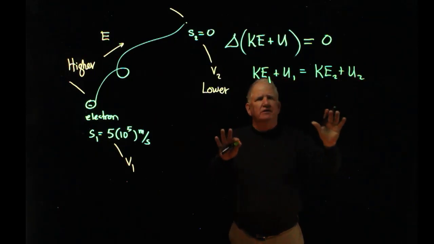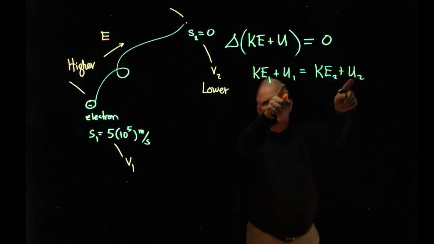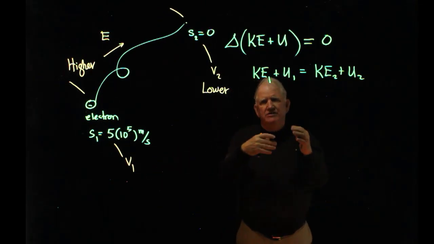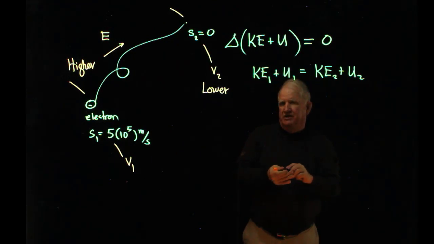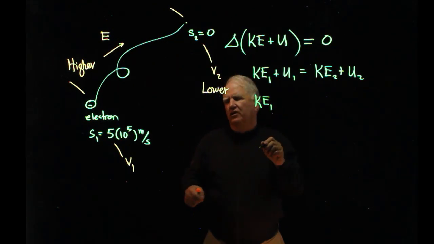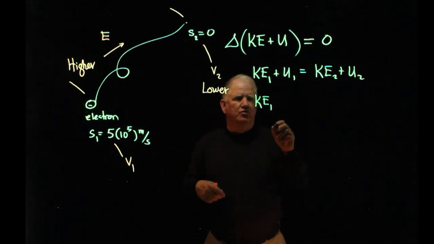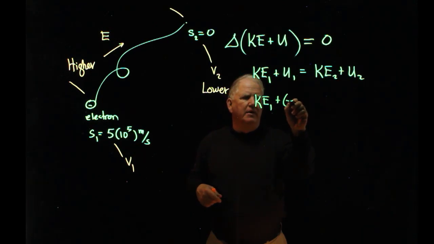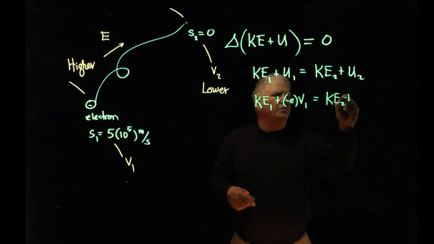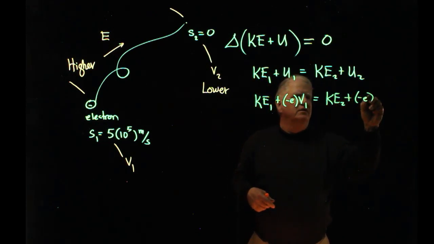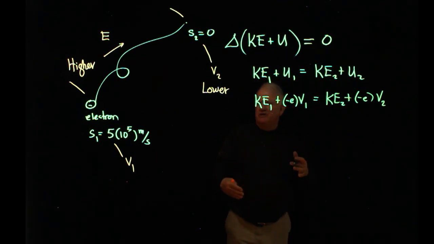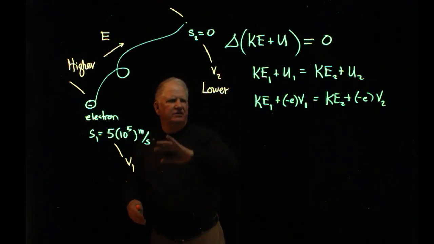But let's step back and say, wait a minute, this is potential energy. I really have been asked a question about the potential, but it's an easy change. If I want to represent this as a potential, then rather than U1, what I have to write in here is V1 times the charge in question. So I have to write in minus E V1. Likewise over here, KE2 plus minus E V2. So ultimately I'm interested in delta V. Delta V is V2 minus V1.